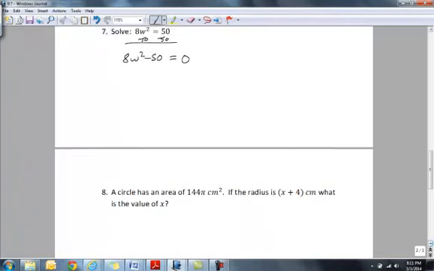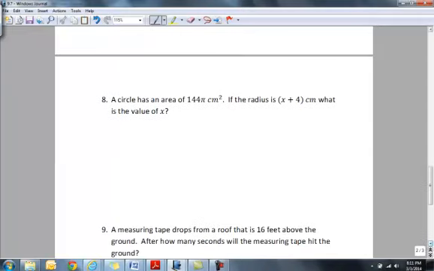Okay, let's take a look at a couple of applications here. The first one is geometry. It says a circle has an area of 144 pi square centimeters. The radius is x plus 4. What is the value of x? So let's remember that the area of a circle is pi times radius squared. So I can fill in quite a few blanks here. I can fill in the fact that the area is 144 pi. I can also fill in the fact that the radius is x plus 4.